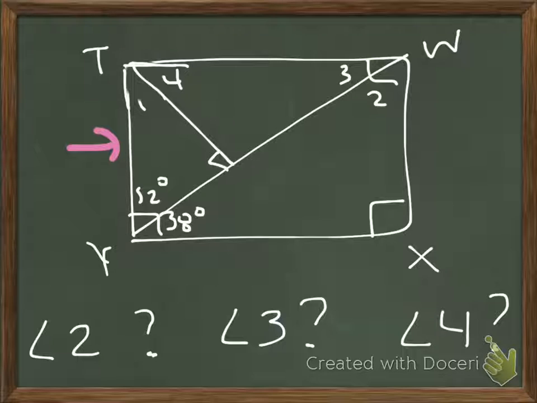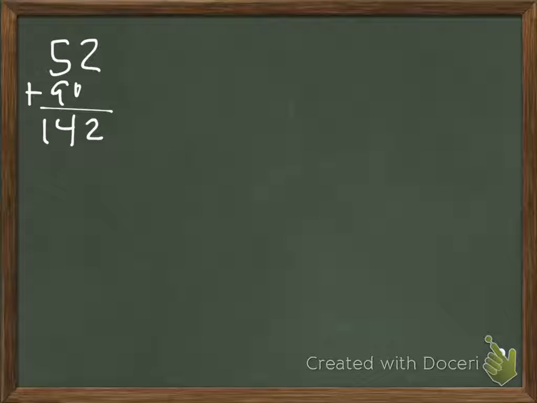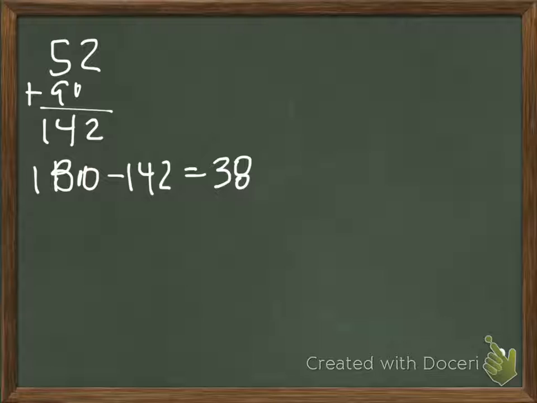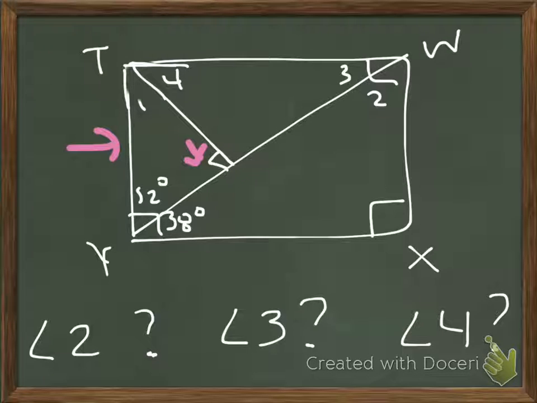So if we do 52 plus 90, because this is a right angle symbol, we're going to do 52 plus 90 and subtract that from 180. So that gives me 38. That's going to give me angle 1.